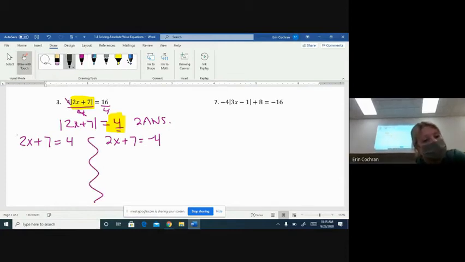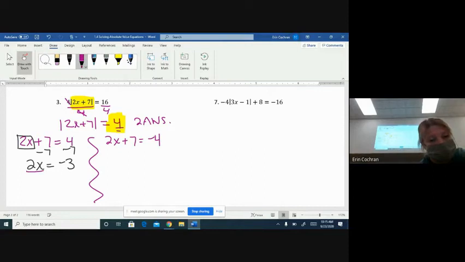So solving for x, would I move the 2 or the 7 first? 7, and how do I move a plus 7? Minus it. So we get 2x equals negative 3, great. And then how do we get rid of that 2? Divide by 2. So x equals, can I divide negative 3 by 2? No, so we leave it as negative 3 over 2. So if I plug negative 3 over 2 there, I'm going to get a positive 4, and the absolute value of a positive 4 is 4.